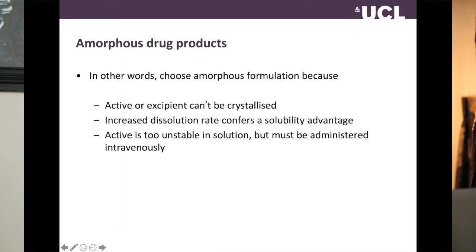What that means is we choose to formulate in an amorphous form when the active itself or the excipient can't be crystallized, so we have no option but to formulate in an amorphous form. We need an increased dissolution rate to confer a solubility advantage, so that's like we saw on the slide a few slides ago, to get a rapid increase in concentration, or if the active is too unstable to be formulated in solution but it is needed in a solution state, we make it as an amorphous form so it dissolves rapidly upon reconstitution.